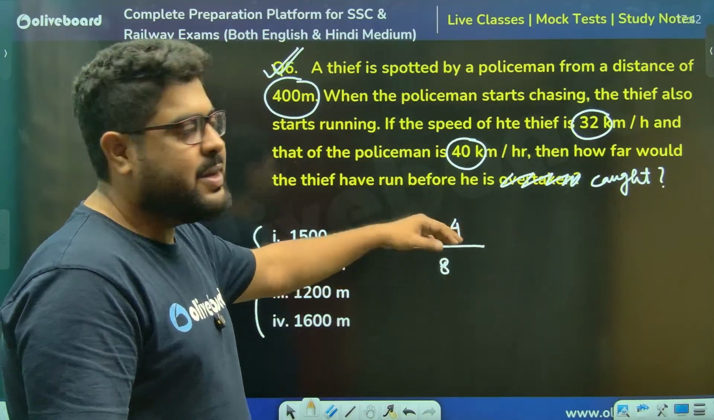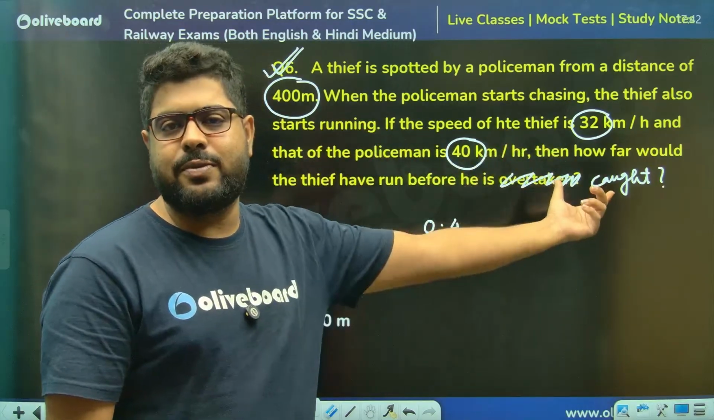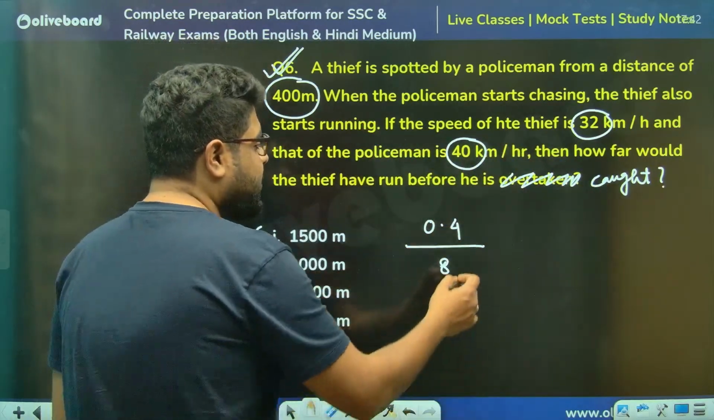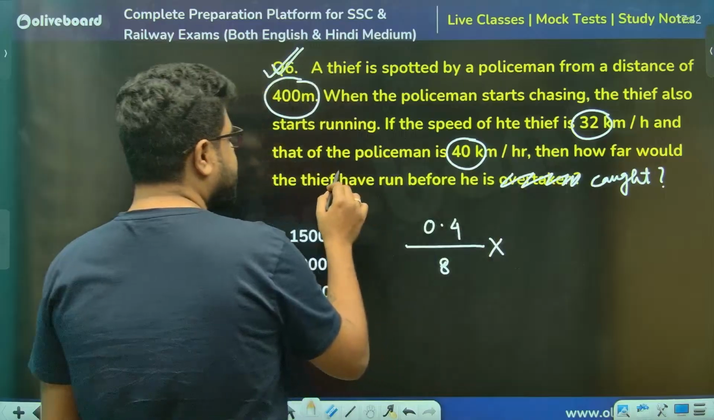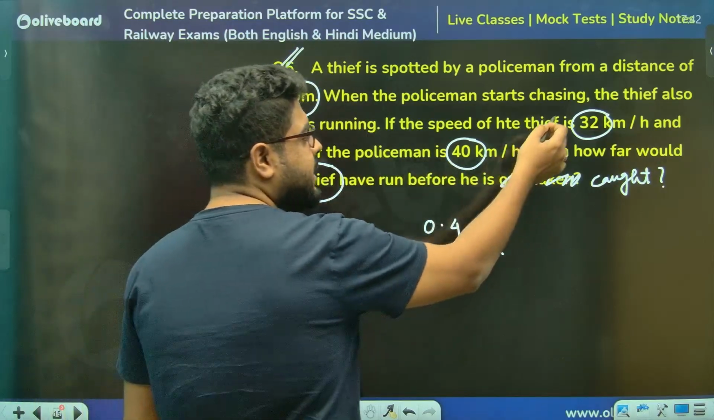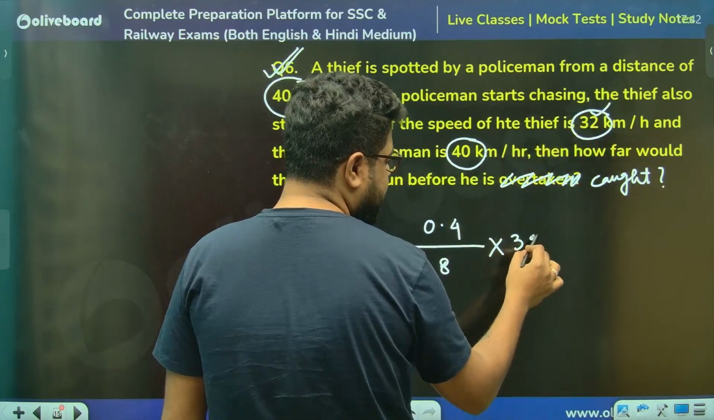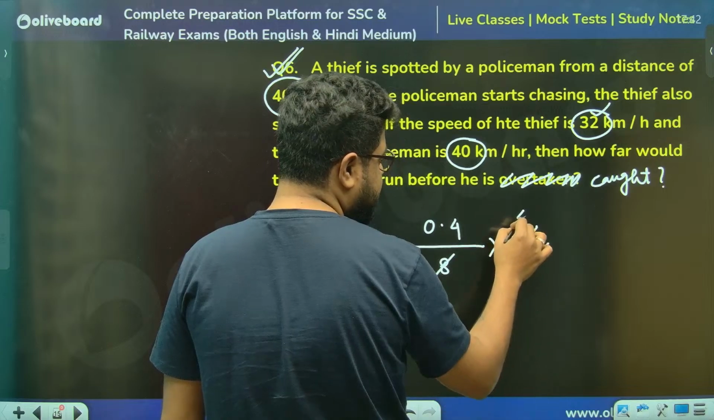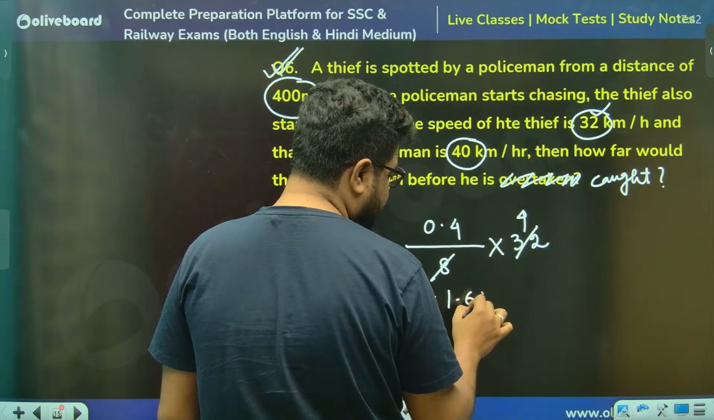This is time. They are asking distance. How far would he have run? Sir, into कौन किसका बात हो रहा है sir? Thief का बात हो रहा है. Multiply with his speed. Sir, ये है आपका आंसर. 8 fours are this. So 1.6 kilometers.